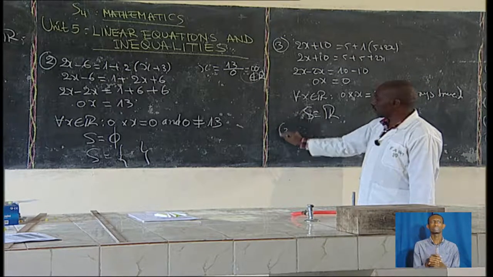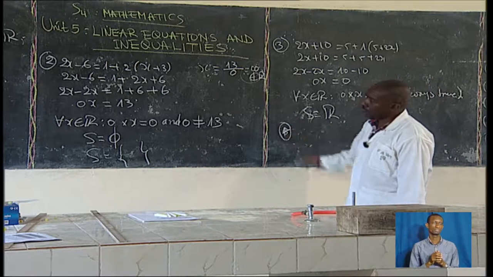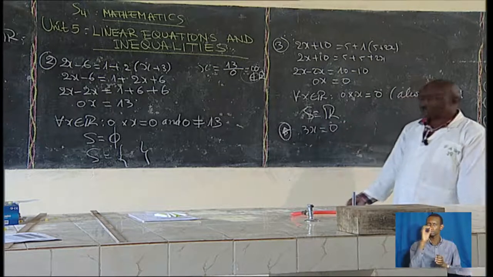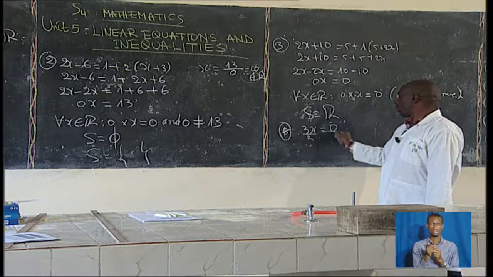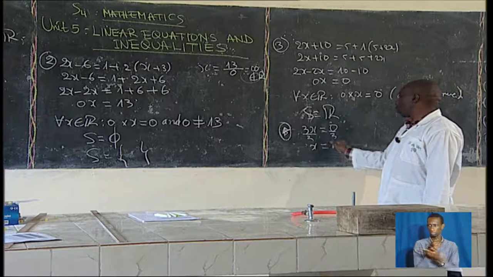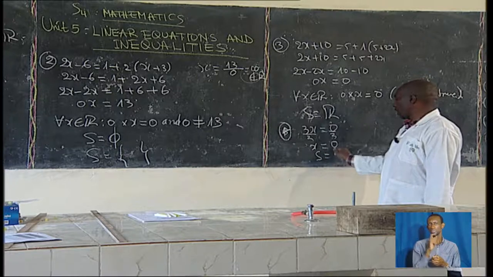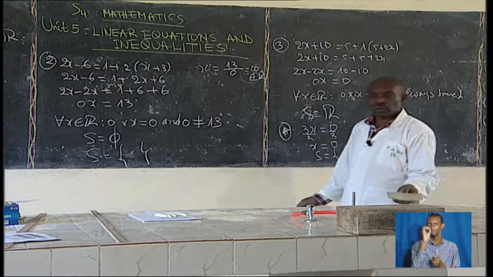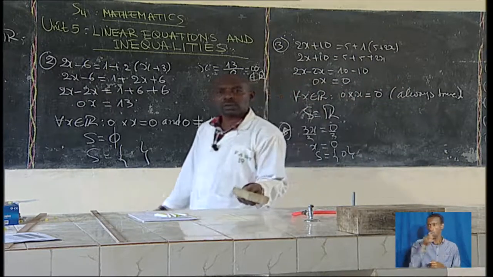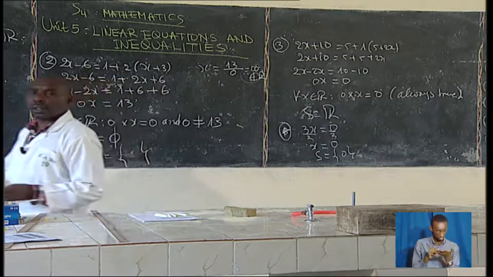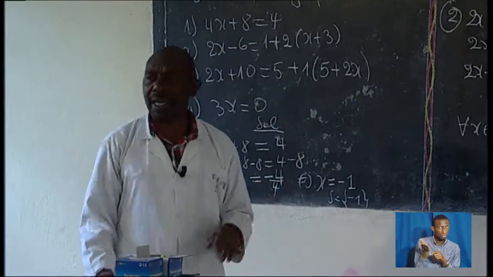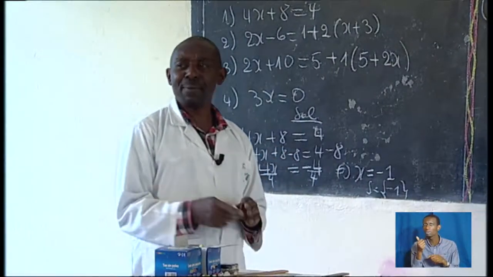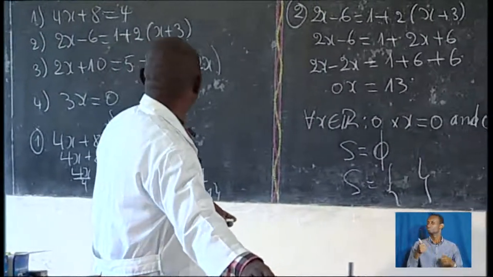The last, we have 3x = 0. Simple, we divide both sides by 3. I'll be having x equal to 0, and the set of solution is {0}. Are these answers similar to yours? Check your answers and compare with the ones on the chalkboard. Are they the same? Yes? Thank you very much. That's wonderful.